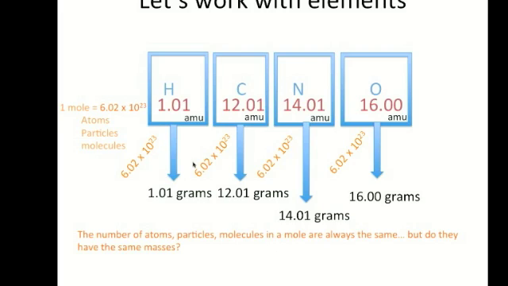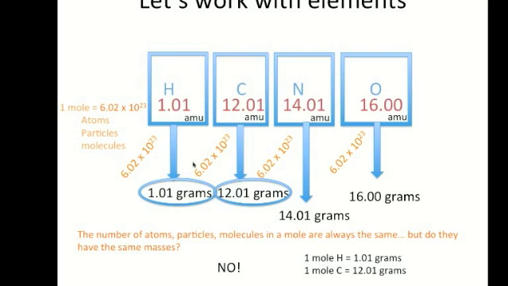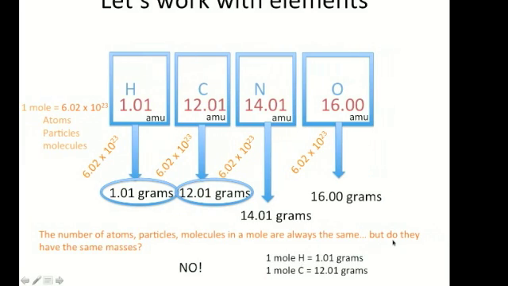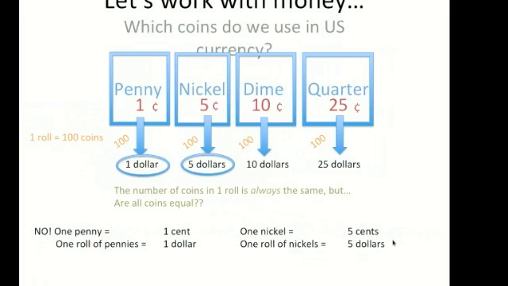A penny is not worth the same amount as a nickel. So a hydrogen atom is not going to weigh as much as a carbon atom because it's got different numbers of protons and neutrons in it. Even though I've got the same number of them, I'm not going to have the same weight. 1 mole of hydrogen gives me 1 gram, but 1 mole of carbon gives me about 12 grams. The same example applies here: 1 roll of pennies will give me $1, 1 roll of nickels will give me $5. I've got the same number, but totally different values.